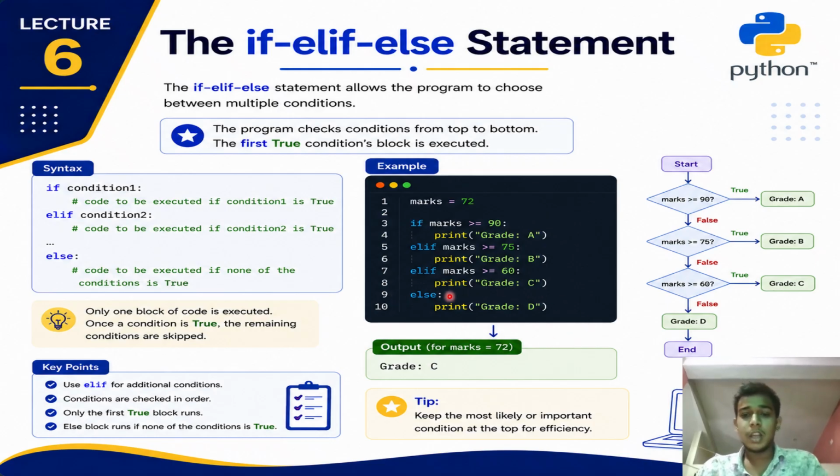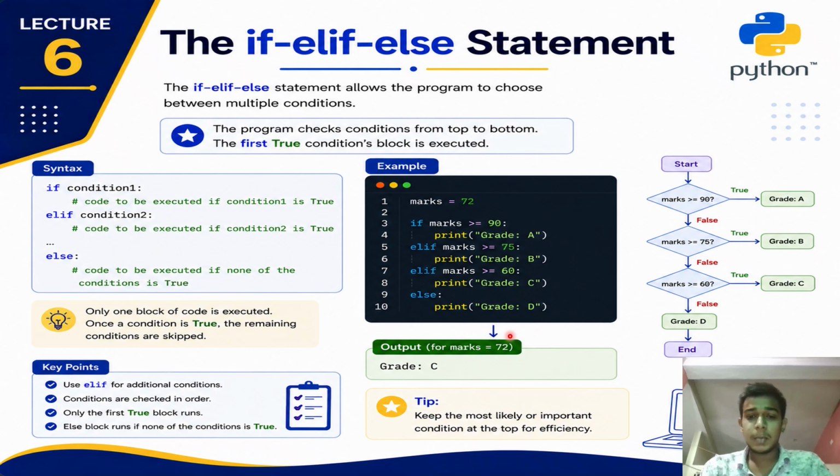Now imagine the marks were 95. So the first condition will become true and the output will be grade A, and the remaining code is skipped by Python. Similarly, for grade B, if the marks were greater than 75, grade B will be printed. This is why the order of conditions is very important. Usually we write the most specific or highest priority condition first.